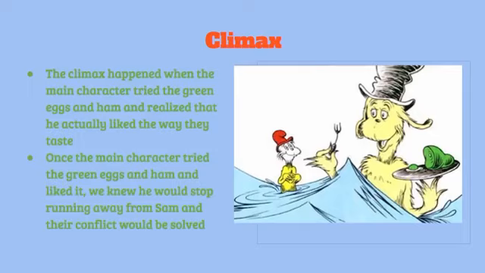The climax happened when the main character finally tried the green eggs and ham and he realized that he actually liked the way they taste. Once the main character tried the green eggs and ham and liked it, we knew he would stop running away from Sam and their conflict would be solved.